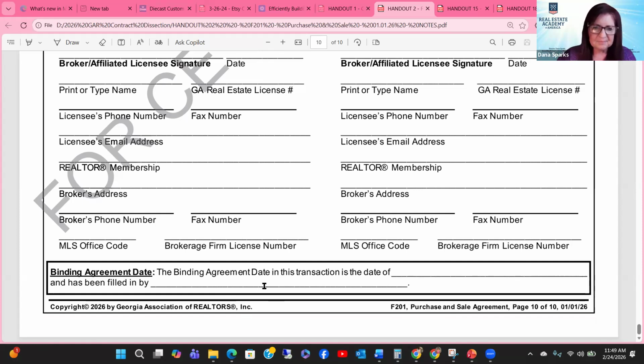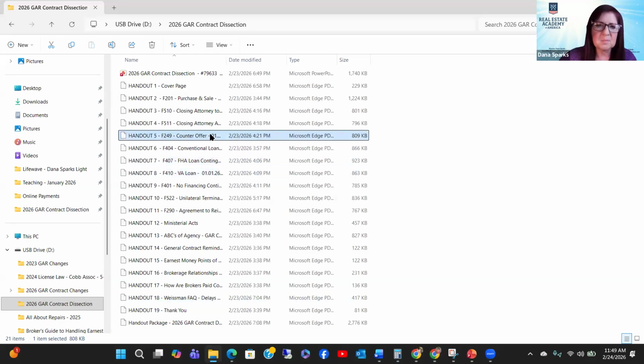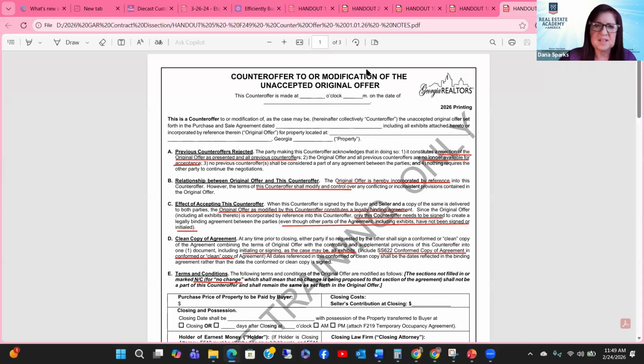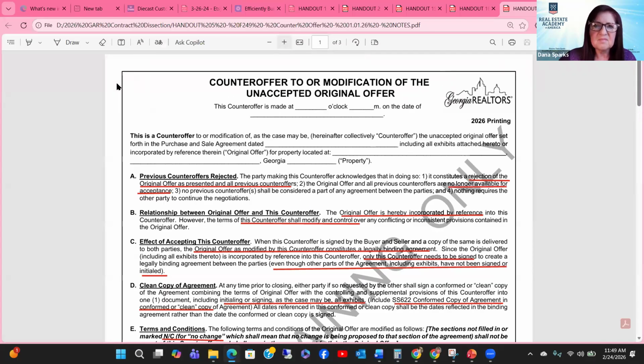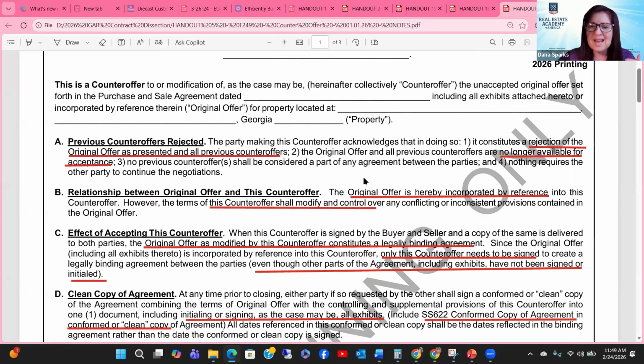Woo! All right, let's move on. Let me just quickly cover the counter offer. I'm not going to belabor this, but I just want to cover this. I need to get to the financing forms. This is the counter offer. I just want to point out to you, everybody has an issue.